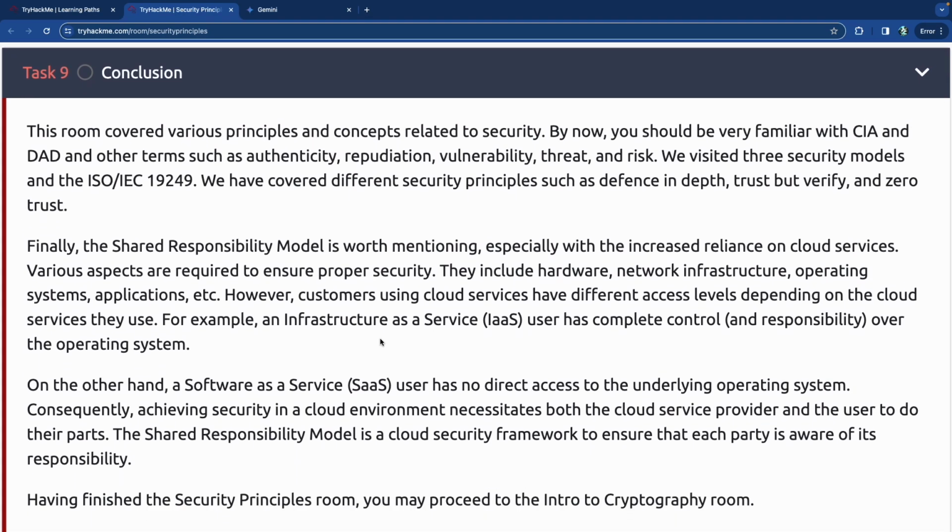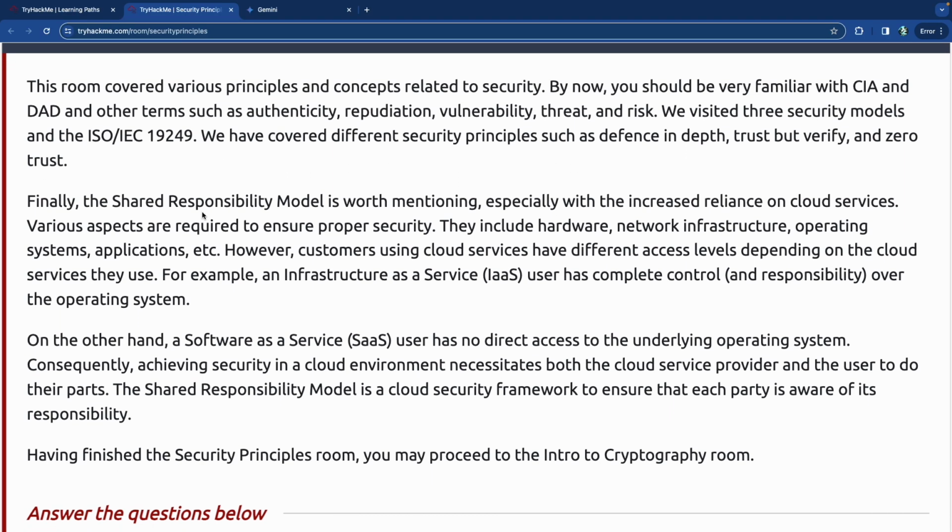In this room, we covered various principles and concepts related to security. We should be familiar with the CIA and DAD and other terms such as authenticity, repudiation, vulnerability, threat, risk. We looked at three models on the ISO IEC 19249. We have covered different security principles such as defense in depth, trust but verify, zero trust. And then the shared responsibility model is worth mentioning, especially with the increased reliance on cloud services.